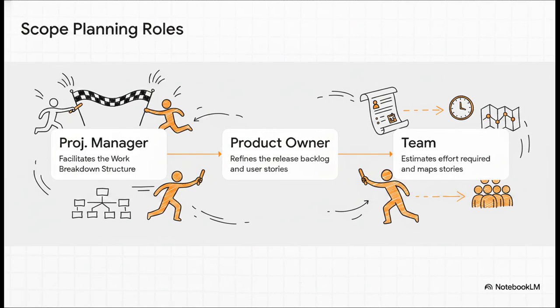Now, in a modern hybrid environment, planning out all the scope is a lot like running a relay race. It's highly collaborative. The project manager kicks things off, facilitating the work breakdown structure. Then, they pass the baton to the product owner, who refines the backlog and fleshes out the user stories. Finally, the team takes the baton to actually estimate the effort and sequence those stories. Everyone has a distinct, absolutely necessary role in defining the scope.